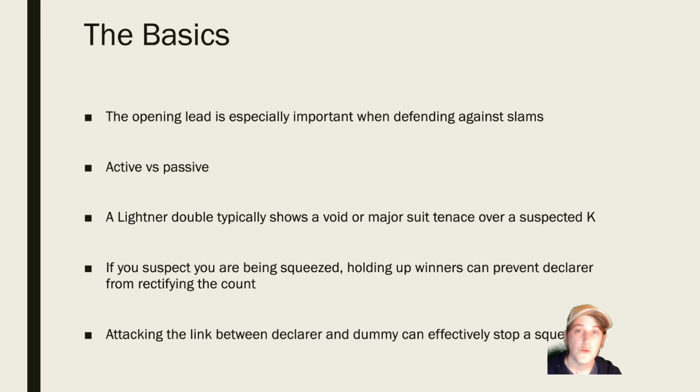First, the declarer has to rectify the count. When they go to set up their squeeze, they can only have one more loser. They can't have any more. They can only have one more loser in their hand. If the declarer can't rectify the count, then they can't actually set up a squeeze. And the other thing that the declarer has to do is have a link between their hands.